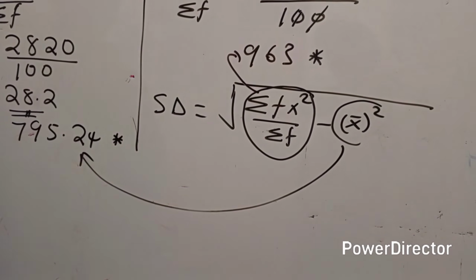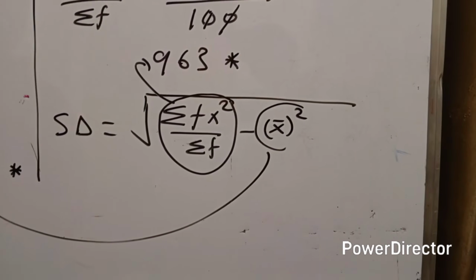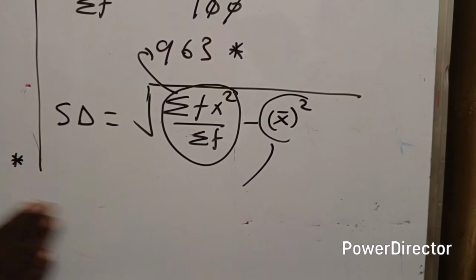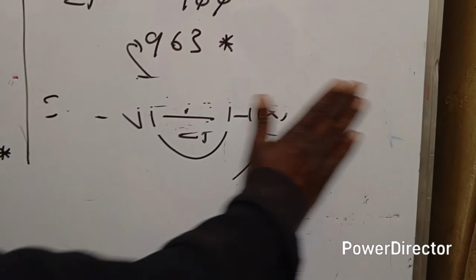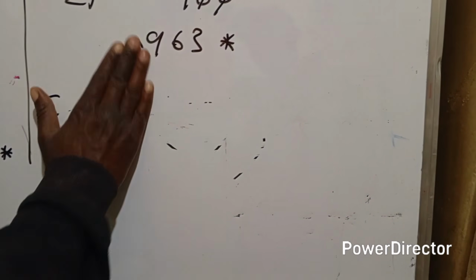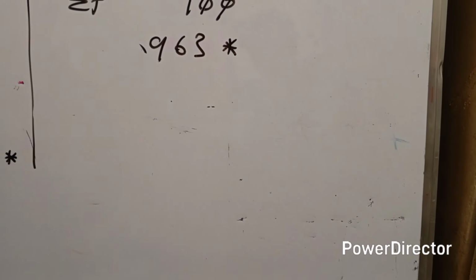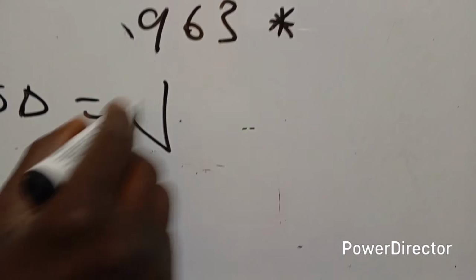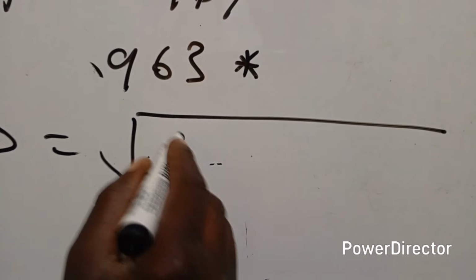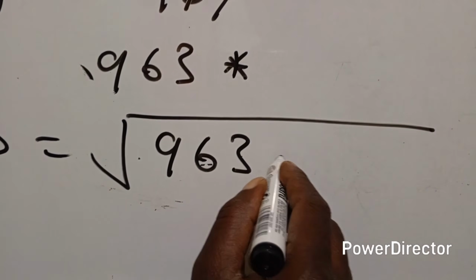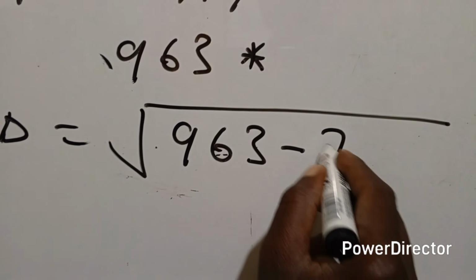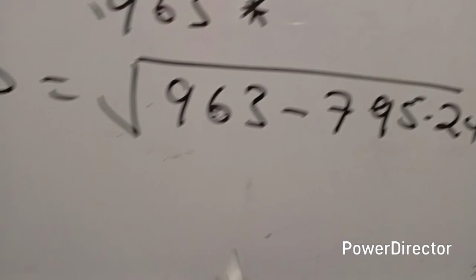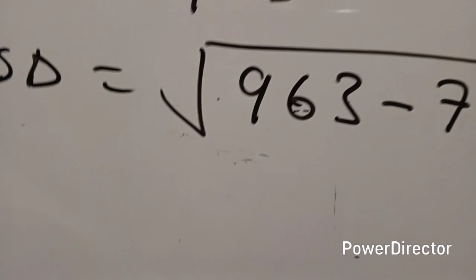So why are you wasting your time with this one? Since we are not interested in this, don't waste your time showing this method. You just have to say, okay, now it is the difference. Standard deviation, you say, okay, standard deviation is the square root of this 963 minus 795.24. So we should subtract that, ladies and gentlemen.